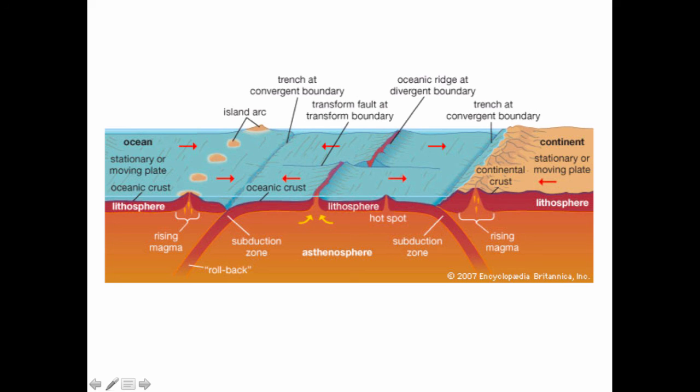You have it where the two plates are moving apart, and because it's happening at the bottom of the ocean, it is a ridge. And when you have continental and oceanic crust, again, subduction zone, which is going to create volcanoes. And then when you have two plates sliding past each other, earthquakes.